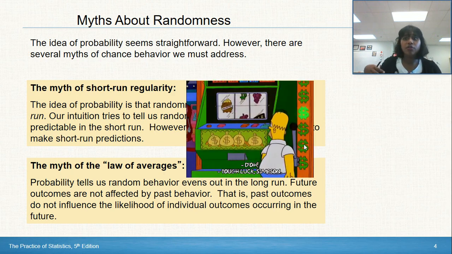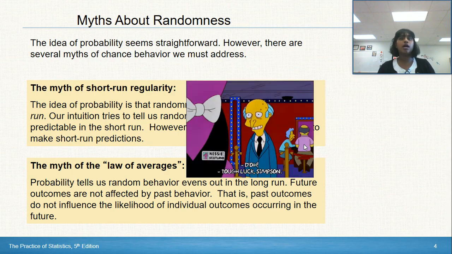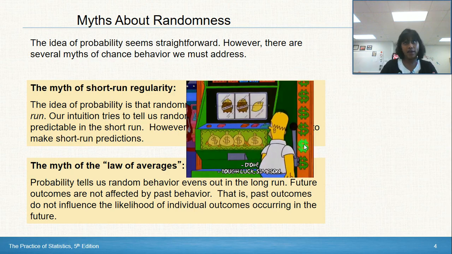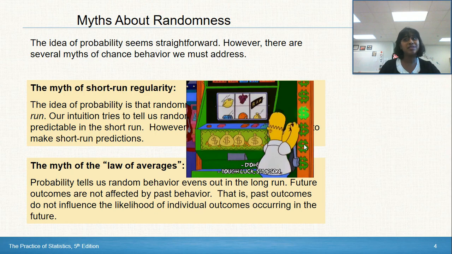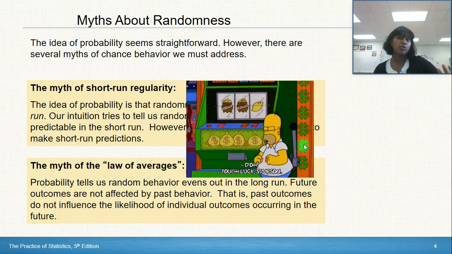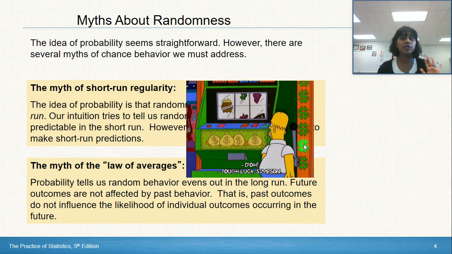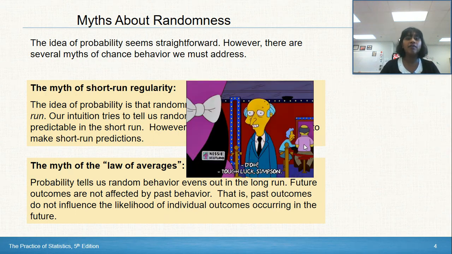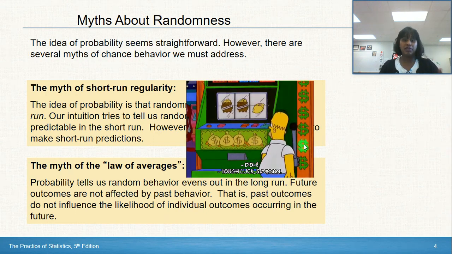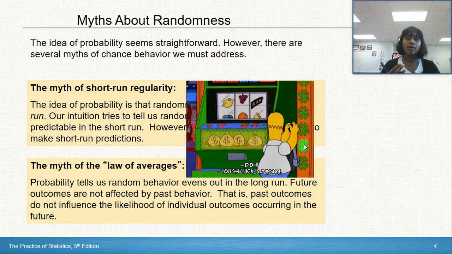But I won 3 times in a row. I must be on a hot streak. I'm going to win again. Or vice versa. I just won 6 times in a row. This table's over. There's no more wins left at this table, but there's got to be a loss coming next. That would be the law of averages that you're using inappropriately. It doesn't work that way.